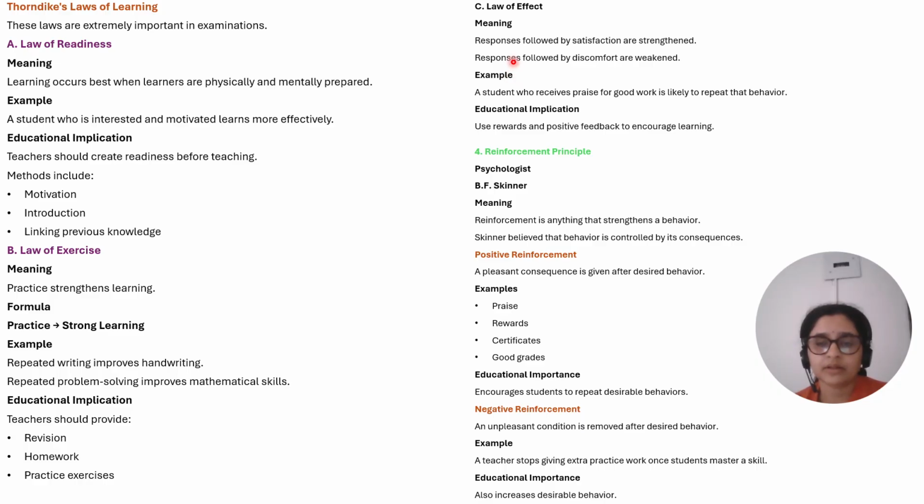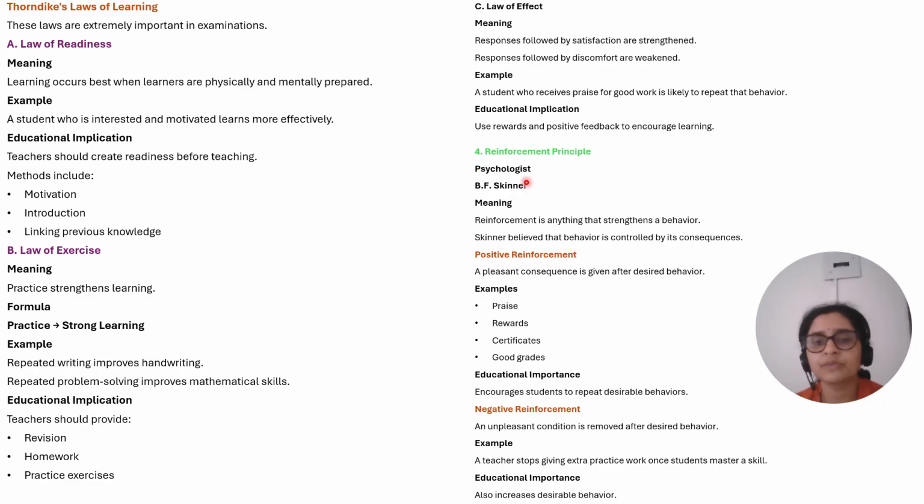If you get a nice, satisfactory result, then you will do it more and more. Responses followed by satisfaction are strengthened. Responses followed by discomfort are weakened. If you get a bad result, you will not feel happy and you will not do it more and more. Very simple. If you don't get the proper result or response, you will not want to do it. You will not feel motivated to do it.